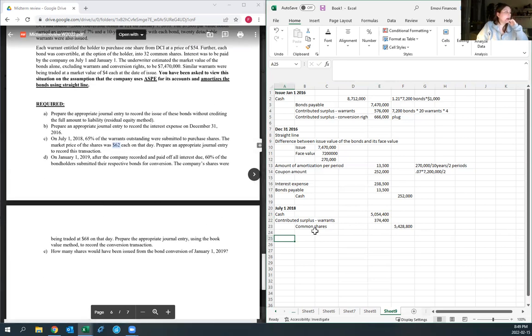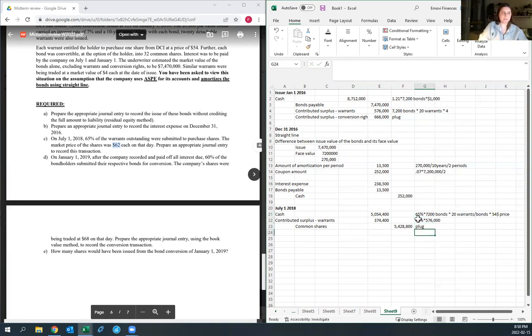And then for D, on January 1st, 2019. Oh, sorry. So yeah, what's the contributed surplus warrant? How did you get the number? I did 65% of the amount that we had in our transaction of January 1st, 2016. So 65% of 576,000 to reduce this. Oh, okay. And here I did 65% and 7,000 bonds times 20 times $54.